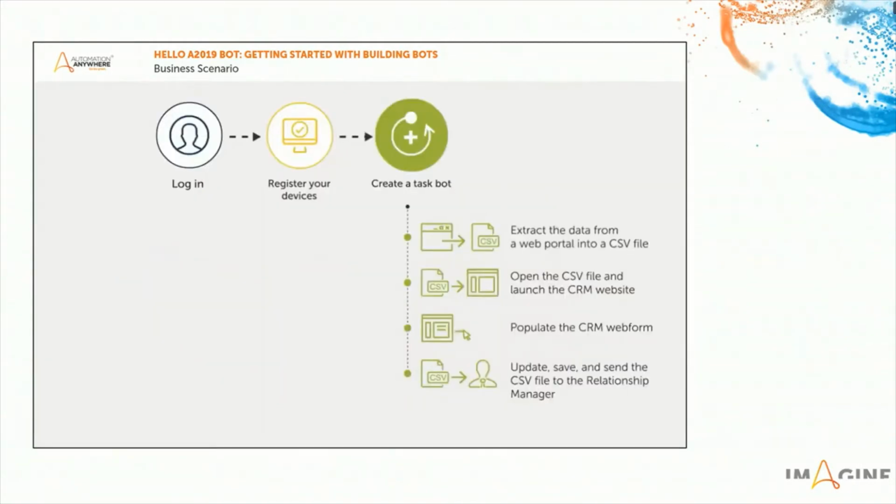What we're going to have our bot do is log in, make sure our bot agent is registered, and then create our task bot. Our task bot is going to extract information from the web portal into a CSV file, open that CSV file and launch the CRM, and then populate the CRM web form via a loop. Finally, after it's completed, it'll update the spreadsheet with the state of the information and then email that CSV file to the relationship manager.